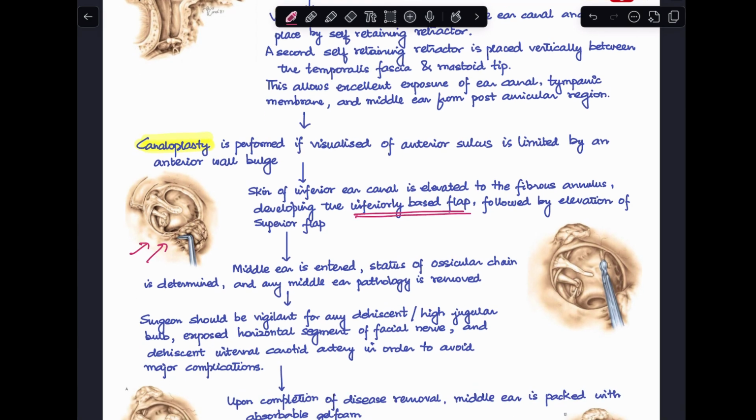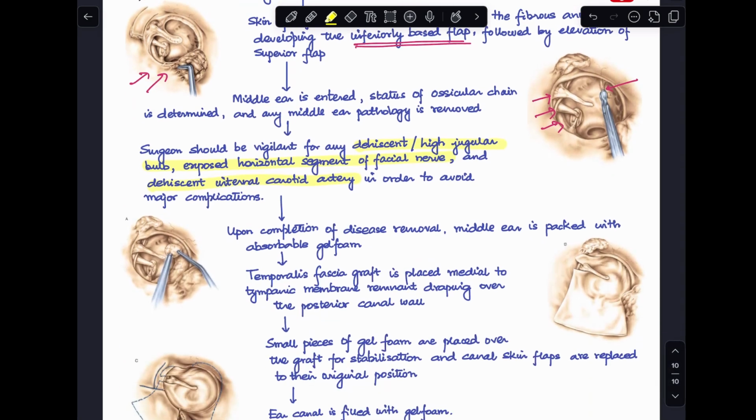After the flap elevation, you enter the middle ear, check the status of the ossicular chain, and if there is any middle ear pathology, you remove it. You can see in the image, this is the ossicular chain. You check its status and mobility, and any diseased area is removed from the middle ear. The surgeon should be vigilant for any dehiscent or high jugular bulb, any exposed horizontal segment of the facial nerve, or dehiscent internal carotid artery to avoid any major complications.